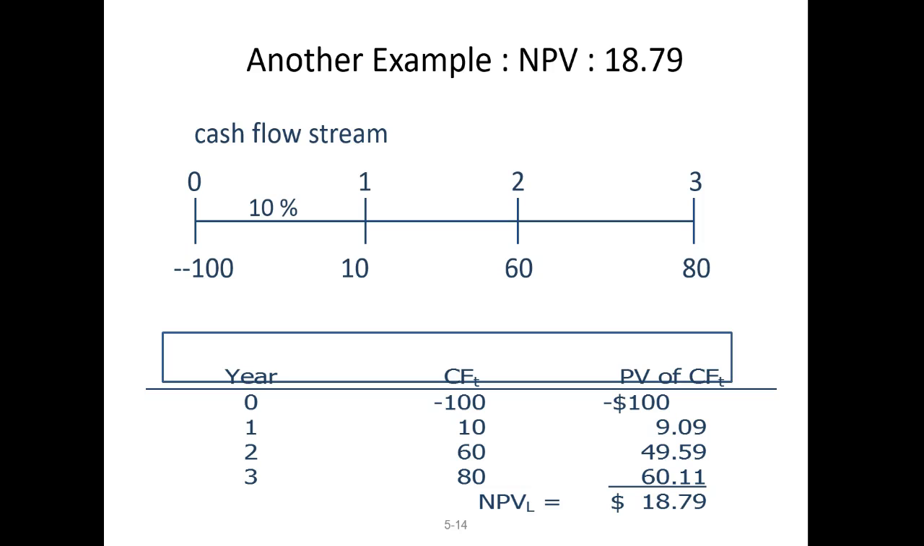we will end up with 18.79. And basically I'm summing minus 100 with these positive numbers, the 9.09, 49.59, 60.11. So in this case, the net present value, which is really nothing more than summing all the present values, the negative one, which is year 0, and all the other positive ones. The net present value for this project is 18.79. So in this case, based on the criteria that if the NPV is positive, then this project will be acceptable.